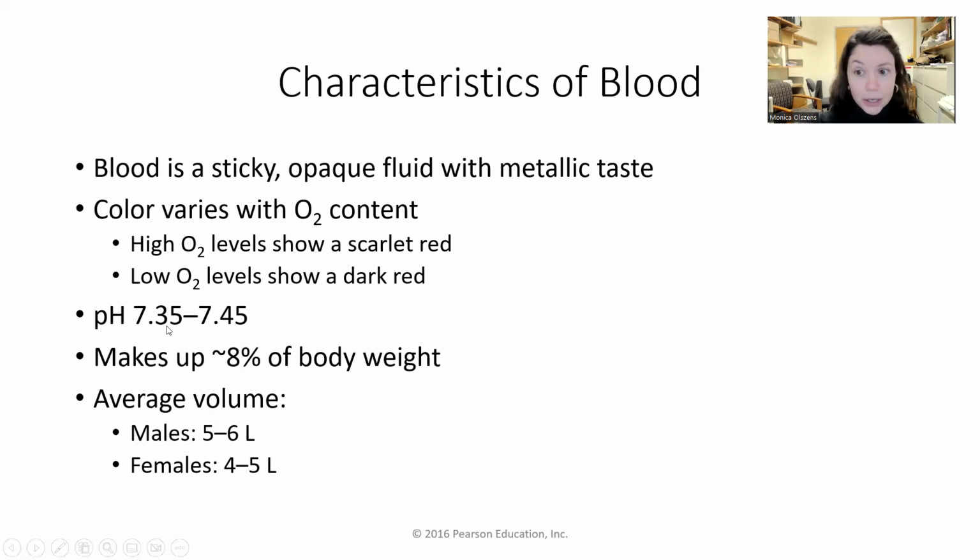The pH is very specific, only between 7.35 and 7.45, or we would die. Blood makes up about 8% of our body weight. This is not where anybody wants to drop in weight. The average volume for males and females is only a little bit different. It's based on size, honestly. So you could be a man or a woman and have the same amount of blood if you're the same height. Okay, so males have 5 to 6 liters and females have 4 to 5. And this is why if you ever watch crime shows, sometimes they're like, they didn't make it.